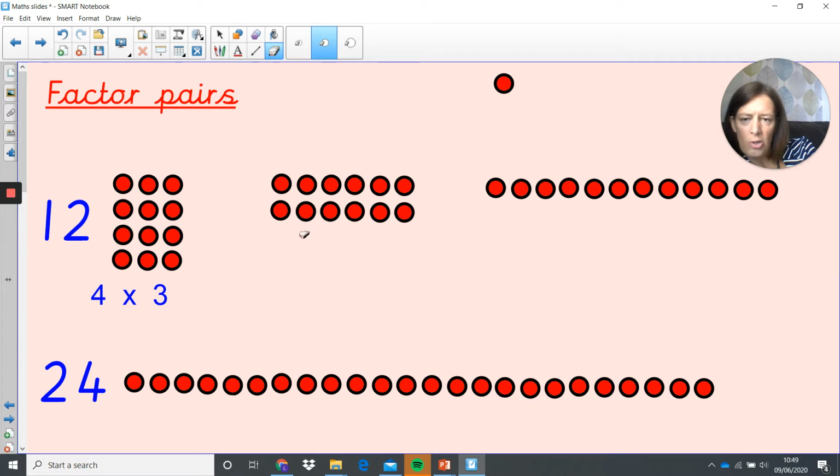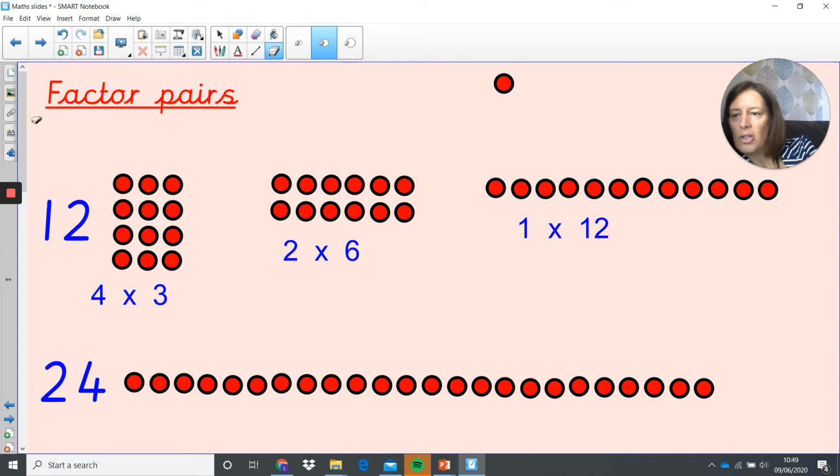What else could I do to make 12? Well, I could lay them out like this. I could lay them out 2 multiplied by 6. So there's another factor pair for 12, 2 and 6. What's this one? Well, there's just one row of 12. So the factor pairs of 12 are 1 and 12, 2 and 6, and 4 and 3.